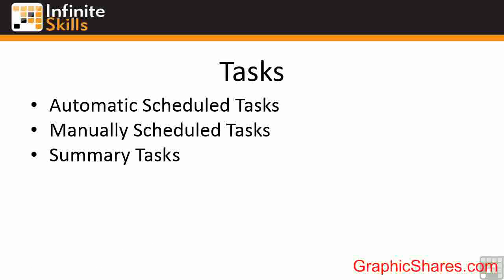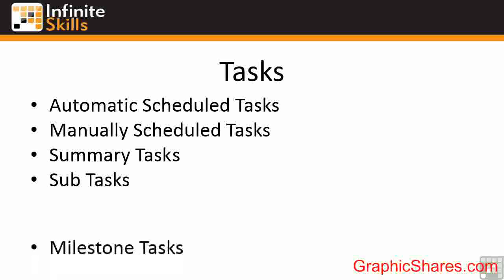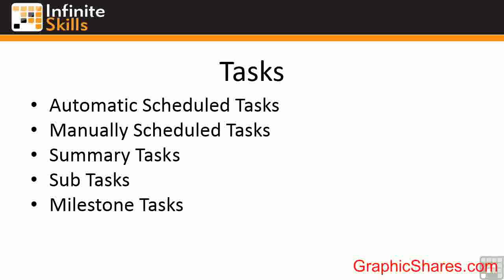Now tasks have different types. You can have summary tasks that summarize a section of other tasks. We have subtasks, which are each of the individual steps within a summary task section. We have milestone tasks, which are simply that, a milestone task. So it's just a point in time to say, this is the end of a section.